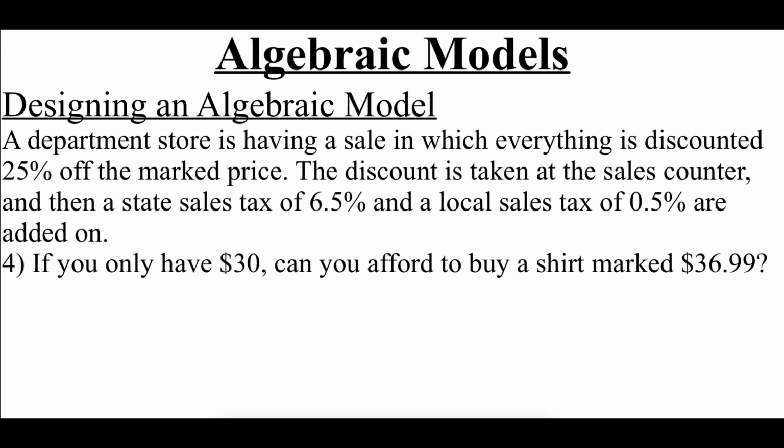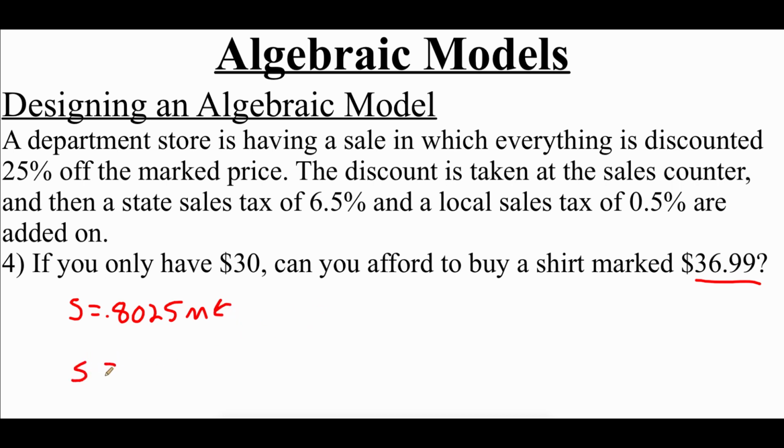Step 4 says that you've got $30 with you. We want to figure out if you can afford to buy a shirt that's marked $36.99. So we're going to use our most recent formula that we came up with, which said that the actual sale price, the cost that you're going to pay, is 0.8025 of the marked price. Well, here we've got a marked price of $36.99. So we're going to take that and plug that in for our M value.